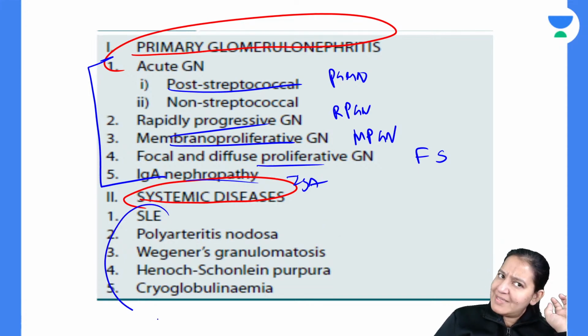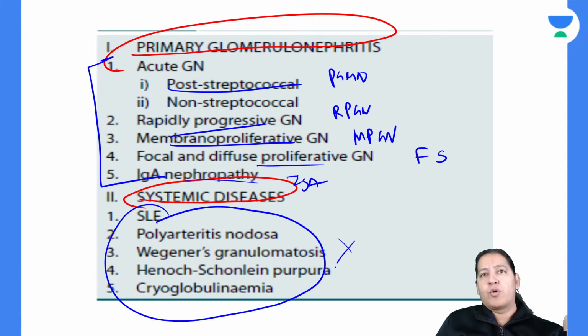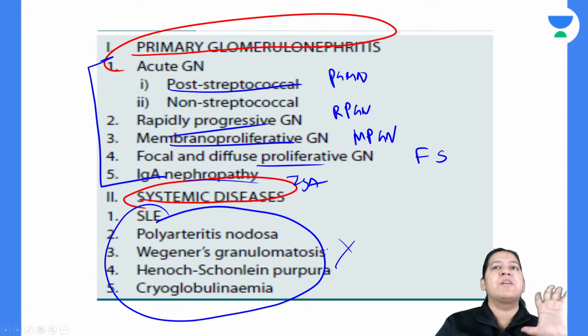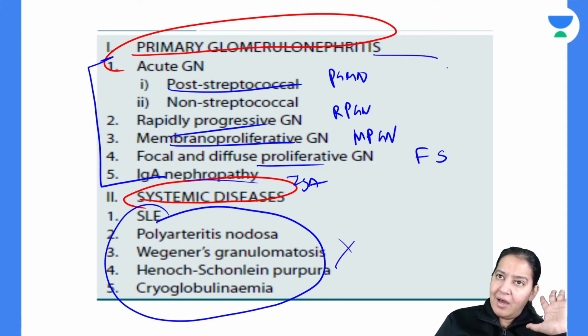If you want to learn secondary also, you learn. If you don't want to learn, it's okay. Learn from primary. These are the examples of nephritic. Please learn. If you can learn all, it's good.